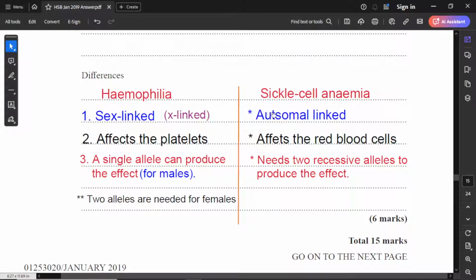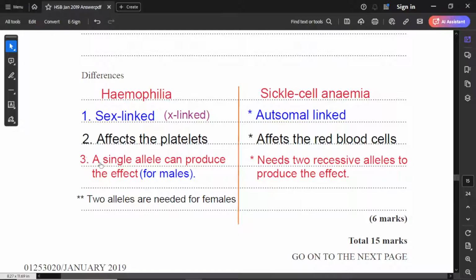All right, just to make a note there. The next one here is that hemophilia affects the platelets, eventually affecting the ability to clot blood, while sickle cell anemia affects the red blood cell. All right, so there are two different blood cells that are affected by the conditions.